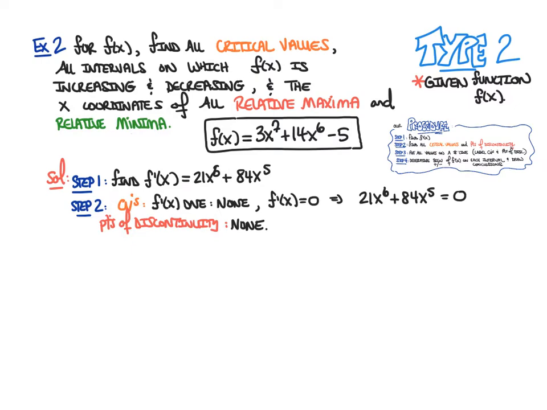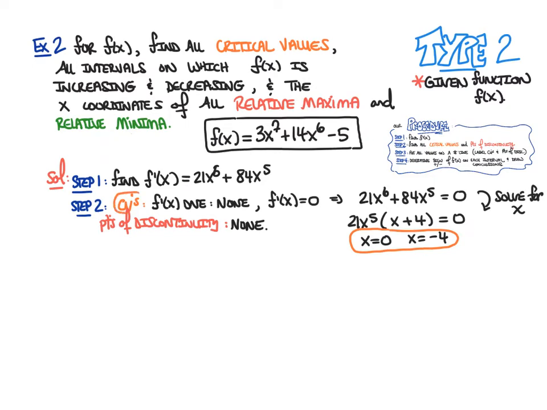And the key here is that we now want to solve for x. This becomes an algebra problem. So we're going to factor out 21x to the 5th, and what you're left with is x plus 4. In doing so, you're going to find that x equals 0 and x equals minus 4 are my two critical values, because those will make my derivative 0. And that's where the slope of the tangent line will be 0. So for critical values, you get the points 0 and minus 4. Those are the potential places where I could have relative extrema.